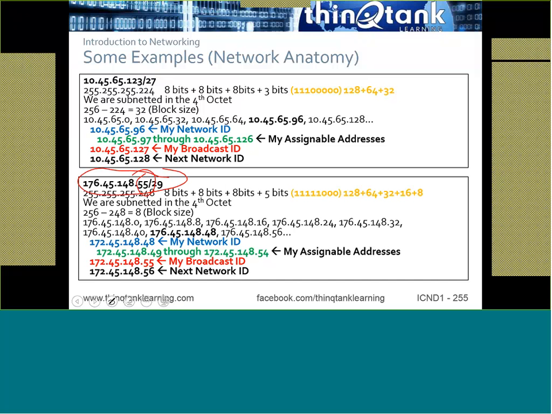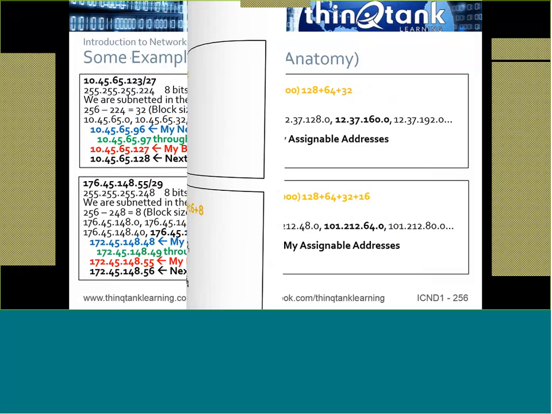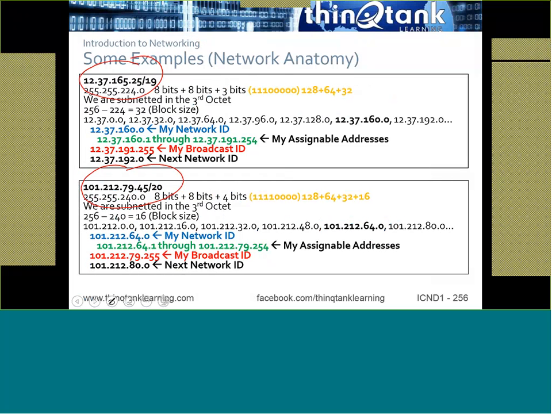And you can extend this over to different octets. /19 is 3 bits in the third octet, which is a 224 in the third octet. It gives me a block size of 32. Now I care about 165 because I'm subnetted in the third octet, not the fourth octet. Closest number to 165 divisible by 32 is 160. So that becomes the network ID for that host.